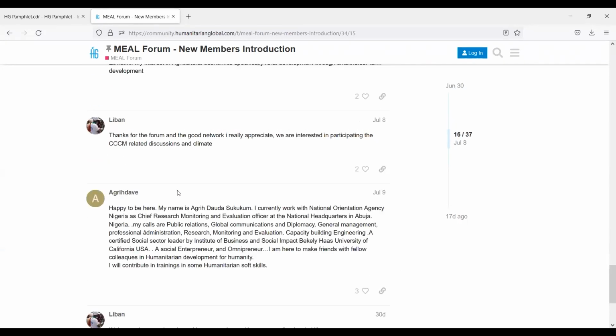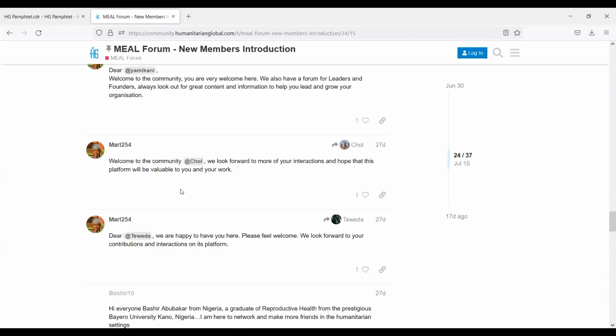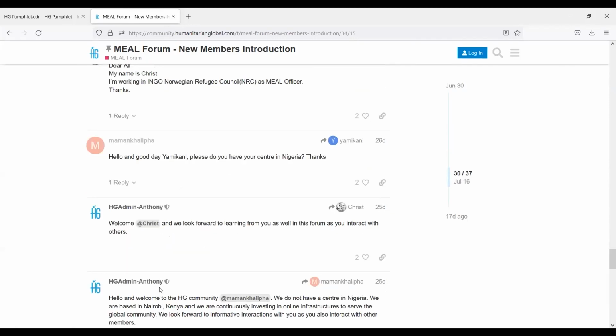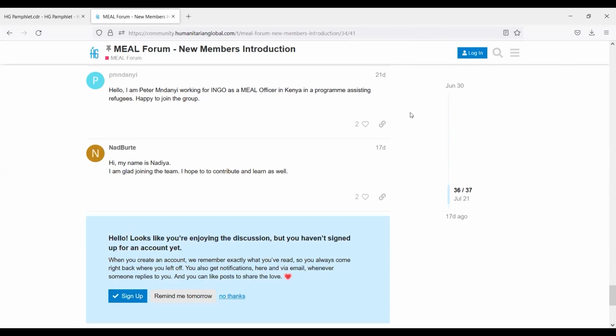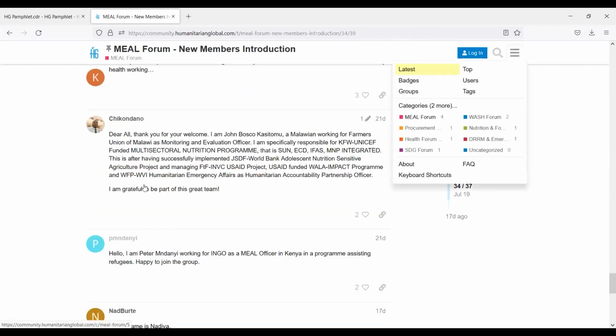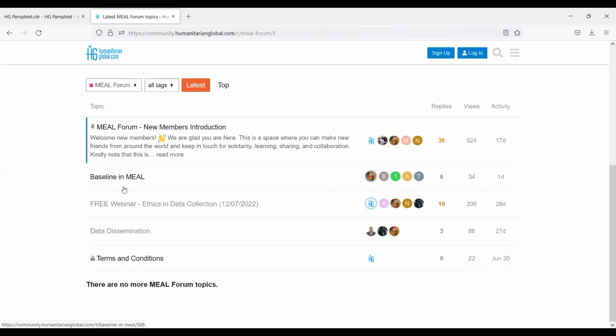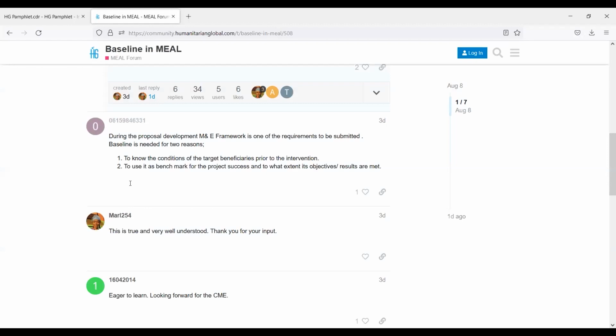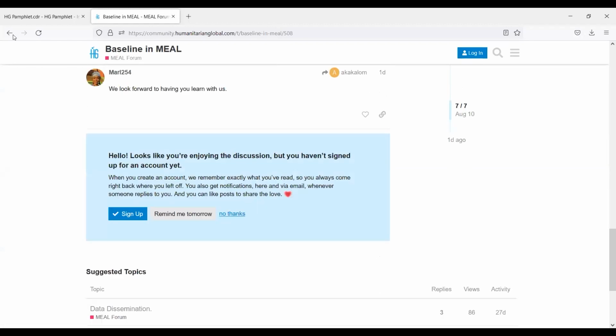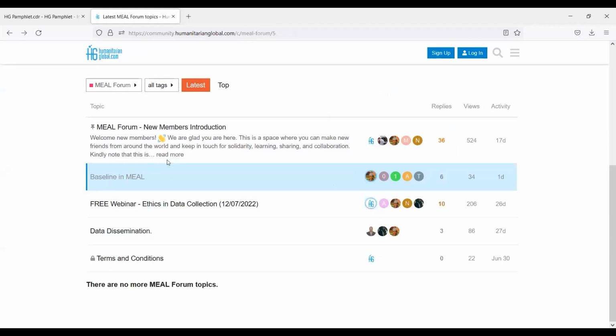Once you've logged in, you're going to see there's a reply button at the bottom. Once I sign in, I'll be able to see the reply button, and then I can introduce myself. So that's just a quick overview of this forum. We discuss great topics, and you can see we have an ongoing discussion here about baselines in MEAL, with input from various participants. So just come there, join, contribute to our topics, ask your questions, and we are always there to help and assist you.